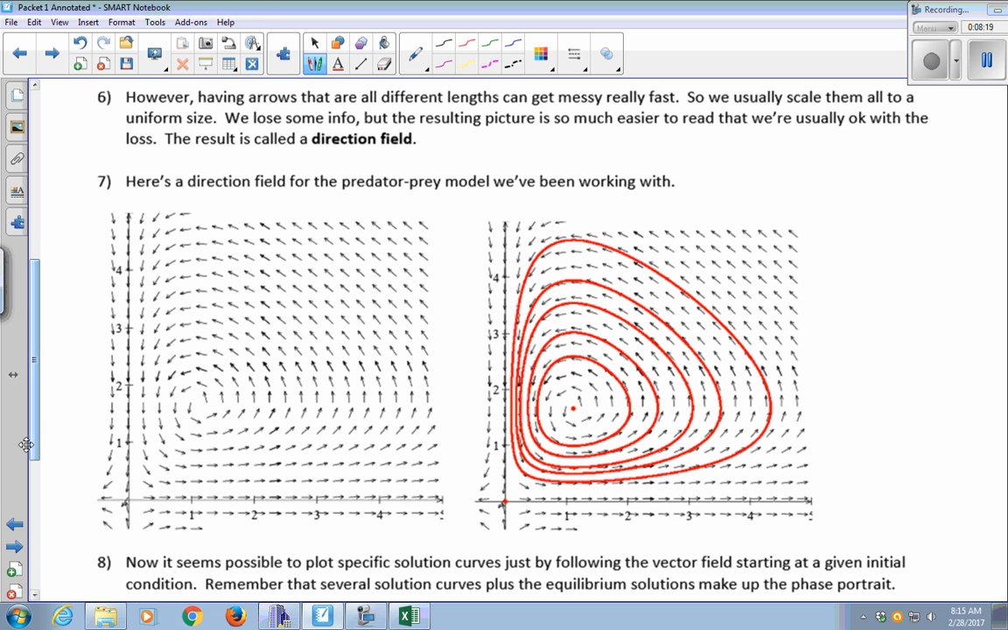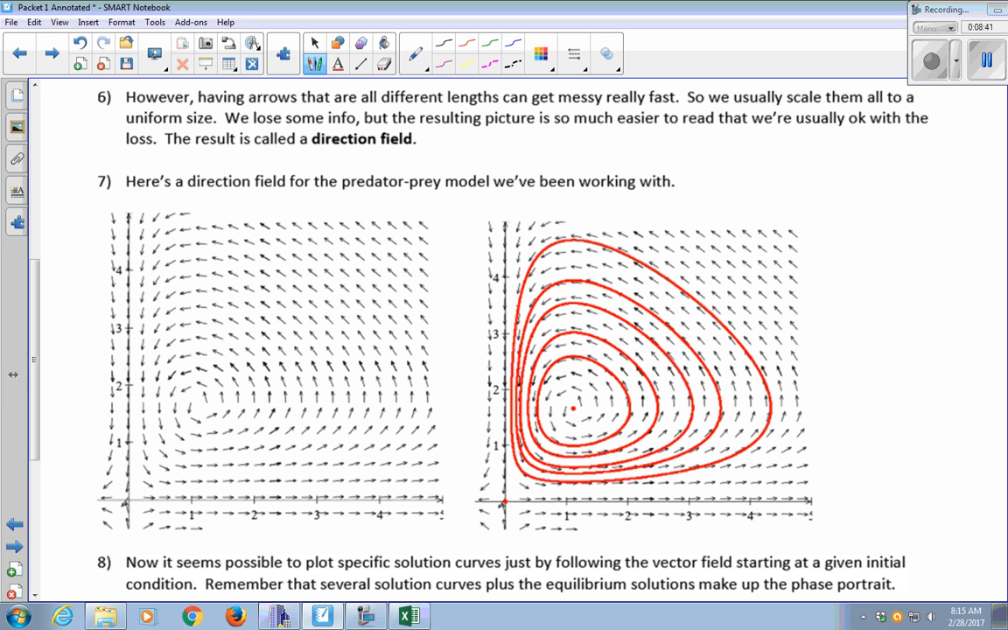However, having arrows that are all different lengths can get really messy really fast because they start to cross over each other, and some are super long and some are super short. So we usually just scale them all to a uniform size. You lose some information about speed, but the resulting picture is so much easier to read that we're fine with the loss of information. And the result is called a direction field.